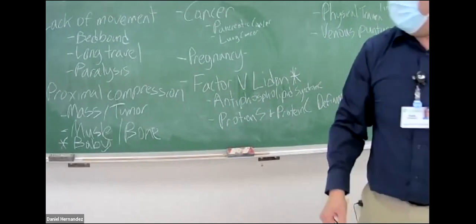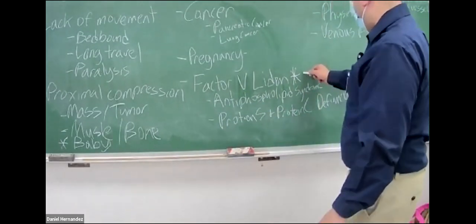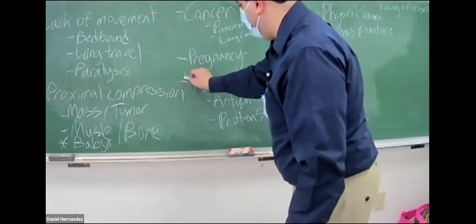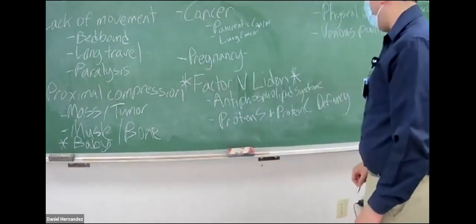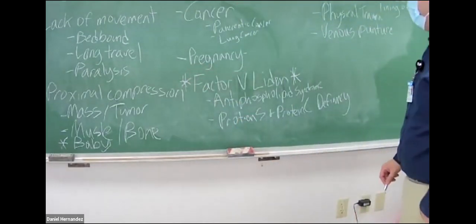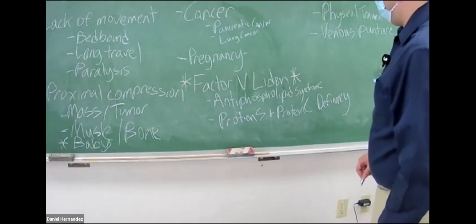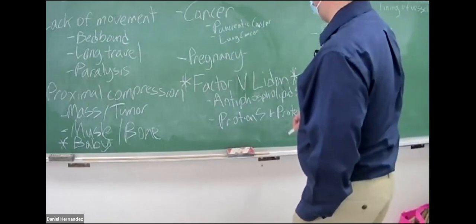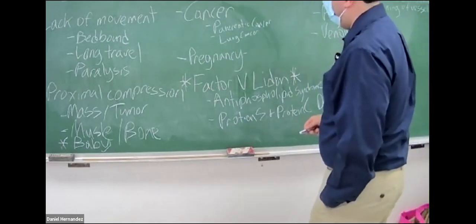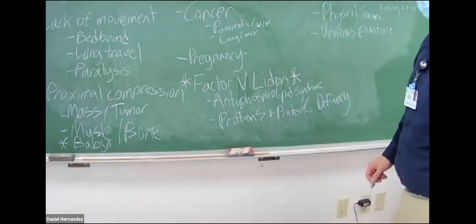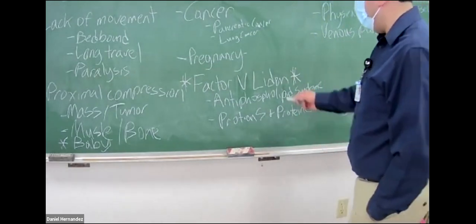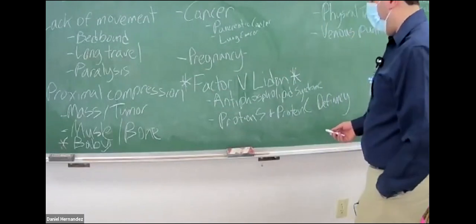In terms of your boards, the big one is factor V. That's the big one that you'll most definitely see on your registry exam. And then just realizing other things that can cause, like different types of cancers or make you more susceptible to developing clots, pregnancy, and then there's autoimmune diseases like factor V.